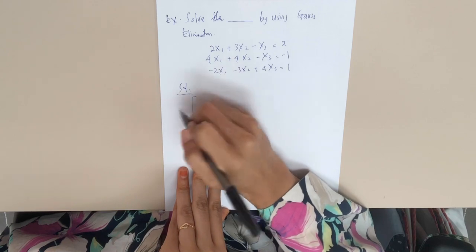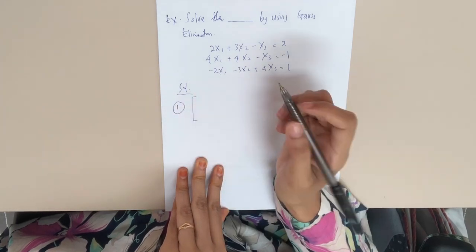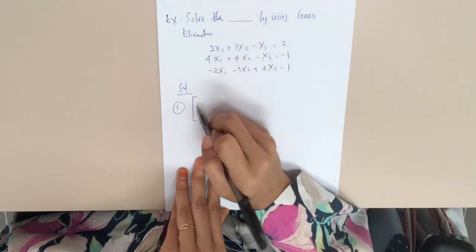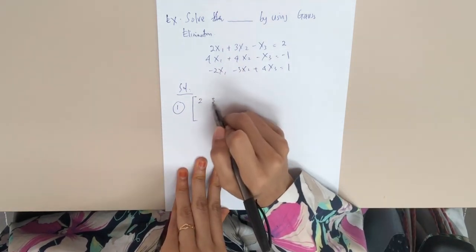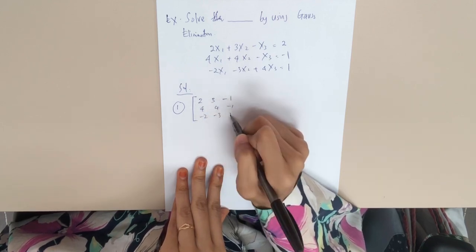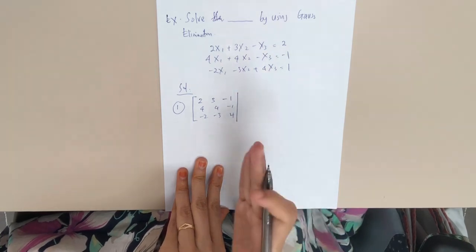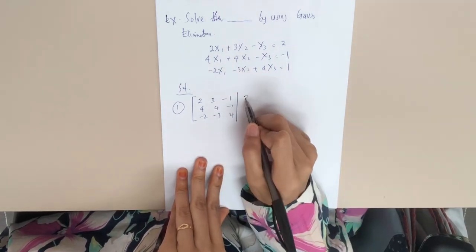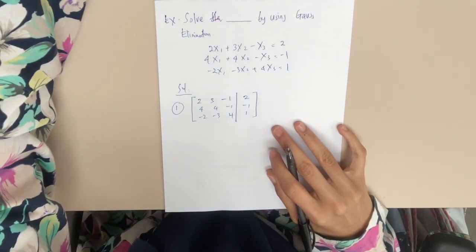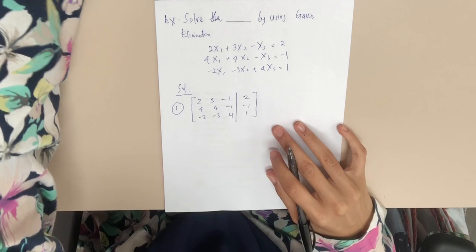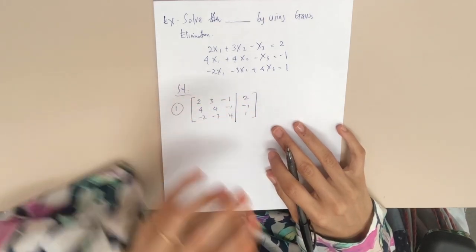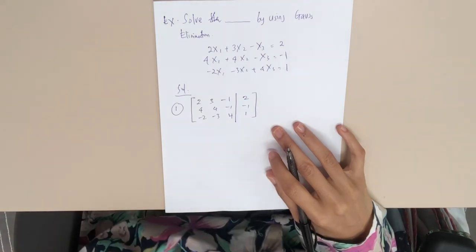So step number 1, you write your augmented matrix. So augmented matrix is just contain A and B, right? So this is a matrix A. And they have a something like palang kat tengah ni, and this is your matrix B. Okay, so this is the augmented matrix. So now we will reduce it into row echelon form.